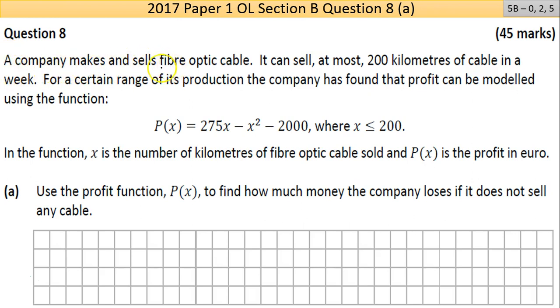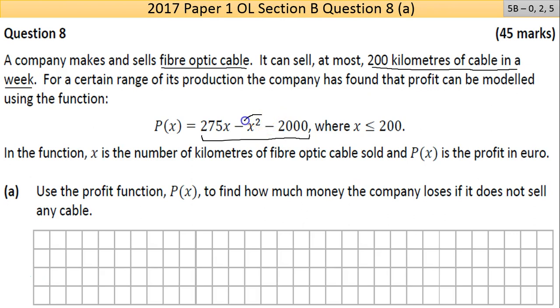A company makes and sells fiber optic cable, so it's not really that important. It can sell at most 200 kilometers of cable in a week. For some reason we have that restriction on us. For a certain range of its production, the company has found that profit can be modeled using the function. Now, P of X equals, you get this combination of terms.